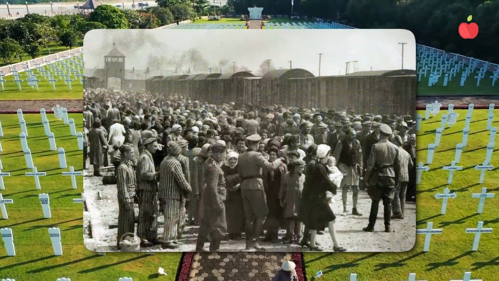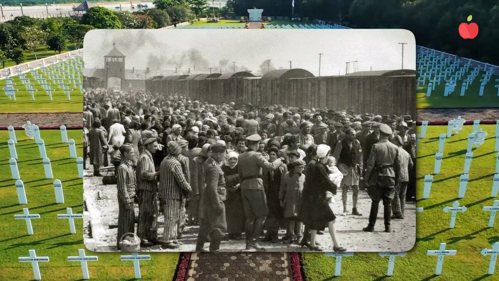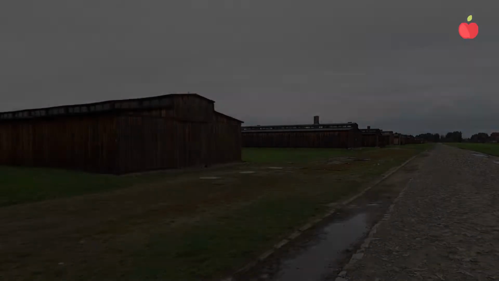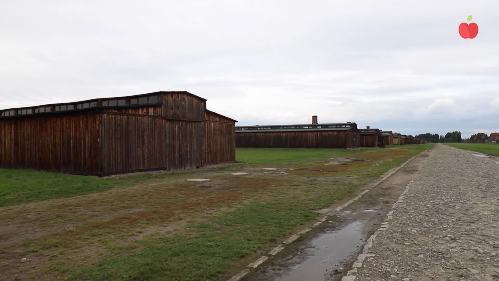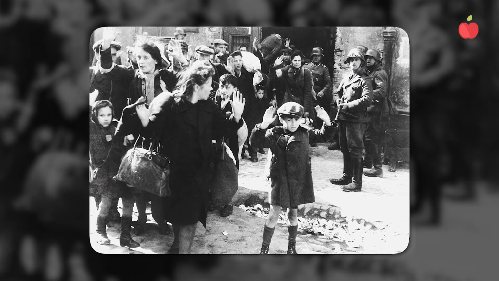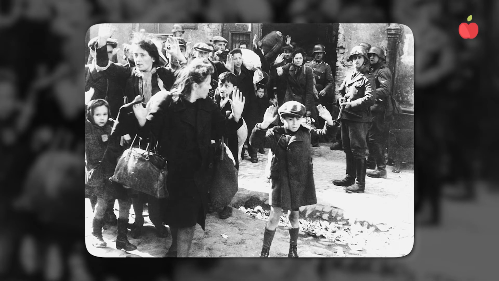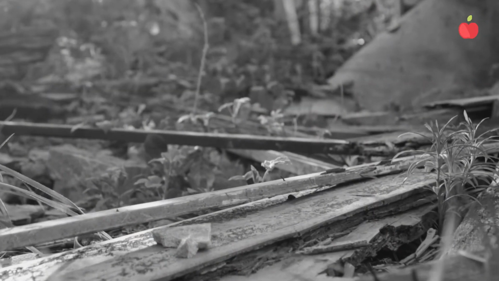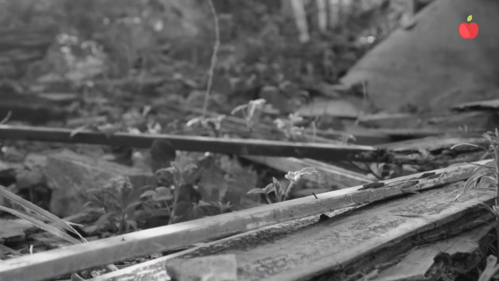The Holocaust, the systematic genocide perpetrated by Nazi Germany, saw the extermination of around 6 million Jews and millions of other victims, including Romani people, Poles, homosexuals, people with disabilities, and political dissidents. In addition, the war displaced millions more, leading to mass migrations and the creation of refugee camps.